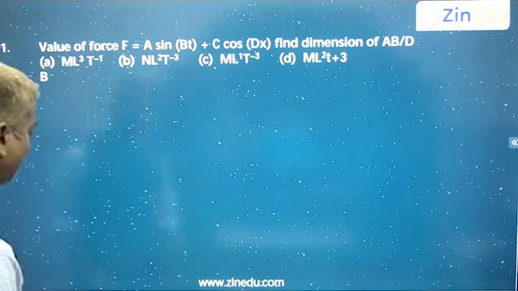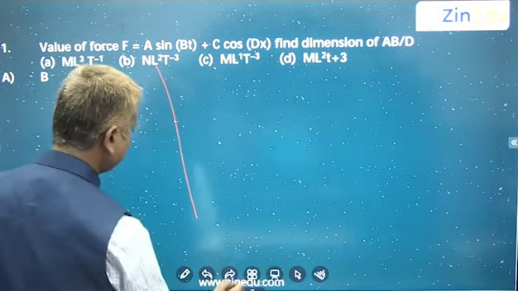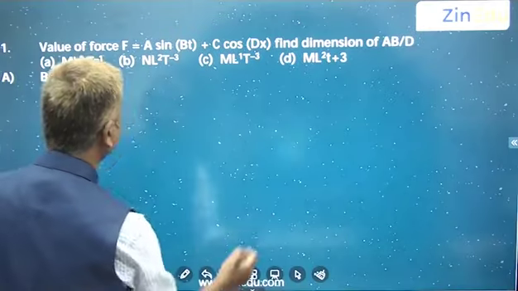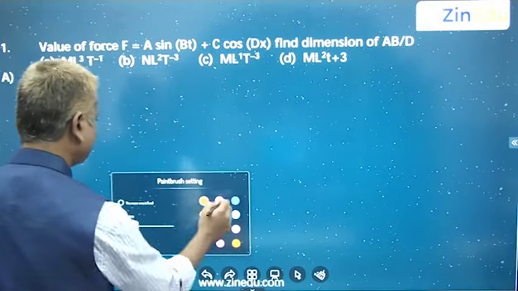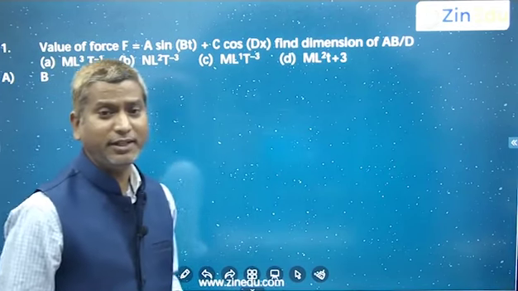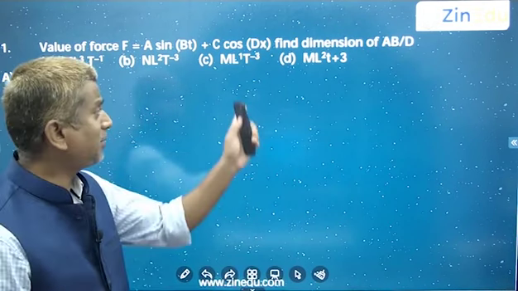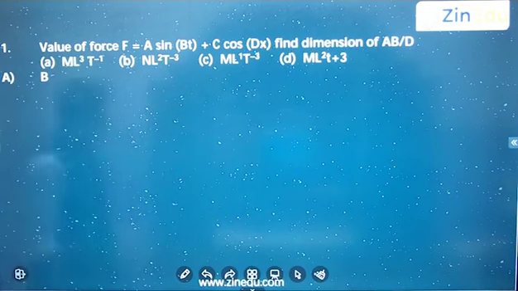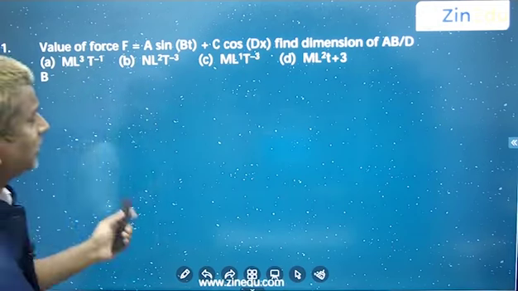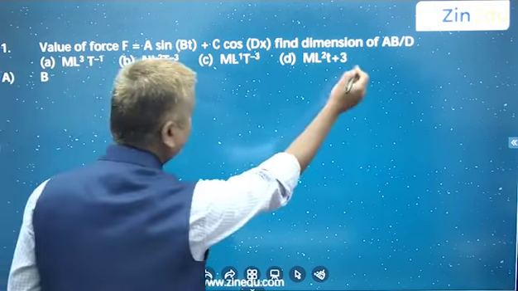So here is the first question. The force is given by F equals A sin(bt) plus C cos(dx). Then you need to find the dimension of AB by D. This is a question on dimension formulas. So individually, let us try to write the dimensions of A, B and D.